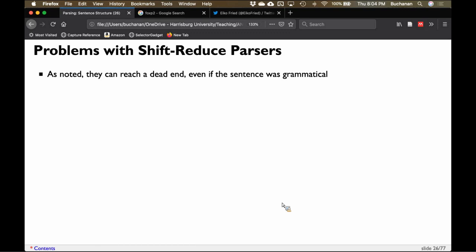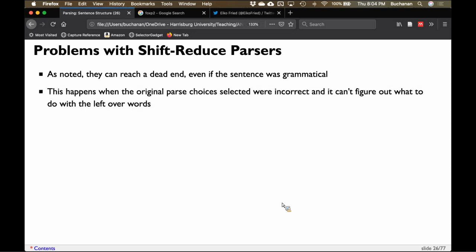So some problems. They can reach a dead end. Even if the sentence is grammatical, if you have not written your grammar well enough, it will fail to find a tree, which is not what you want. That happens when the parse choice in the model is incorrect, and you reach the end of the sentence and you've got leftover words and it's like, I don't know what to do with this word. So it's partially a problem with the way you've written the grammar and partially a problem with the fact that these can't back up.